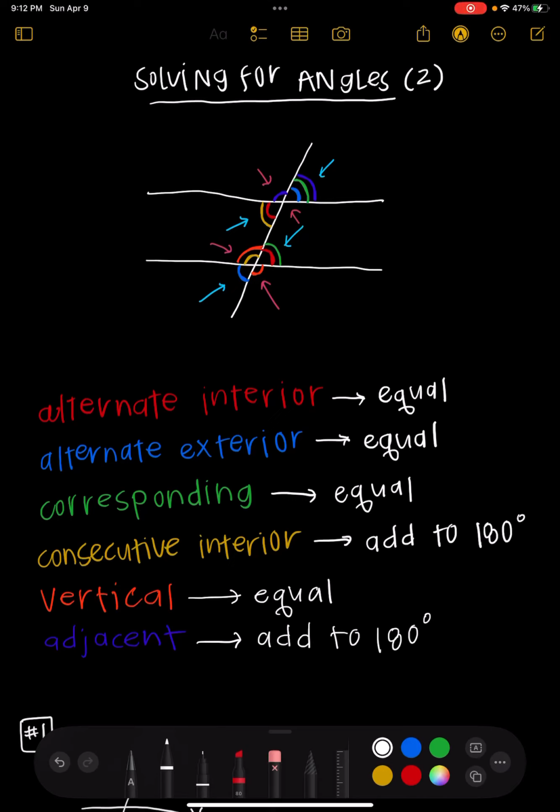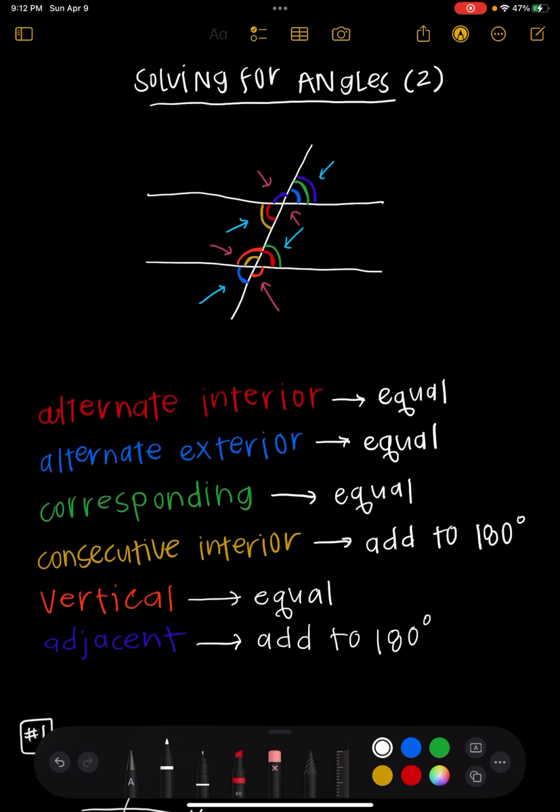This video is about solving for angles, but in a slightly different way, because for this one, instead of assuming that the parallel lines are parallel, we're going to solve for the angle in order to make the lines parallel. I know that seems really convoluted and kind of confusing, but the good news is it's actually really similar and exactly the same to what we did in the last video.